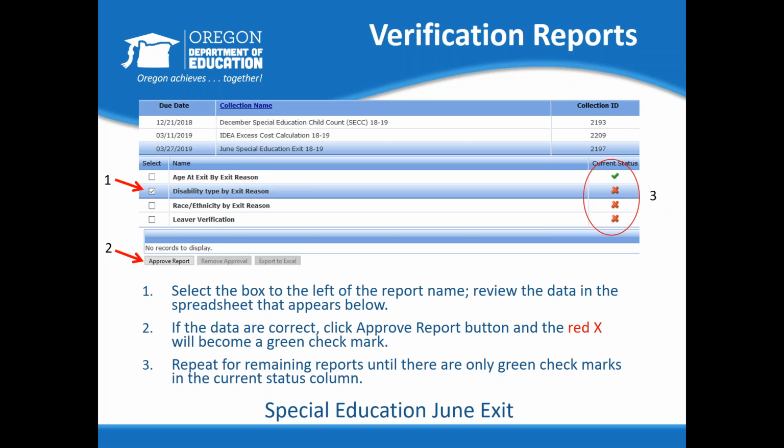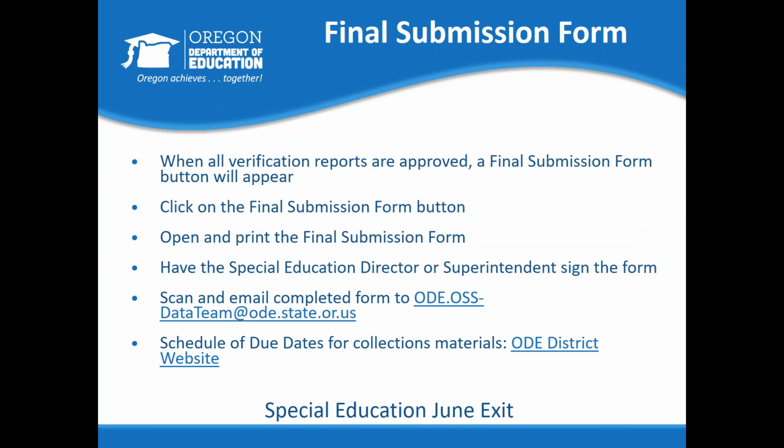To approve a report, you're going to click on the small box to the left of the report name, and that'll expand the window, and you'll verify the numbers in the table that appears, and you're just verifying 18-19. There are 2 other school years there that you can use for comparison to ensure that the data are reasonable. If it's really off, then you might want to double check and make sure that you have everything in there. And if the counts are correct, then you're going to click on the Approve Report button in the bottom left, and then that red X to the right of the report will change to a green check mark, and then you'll repeat that for the remaining reports until you have all green check marks.